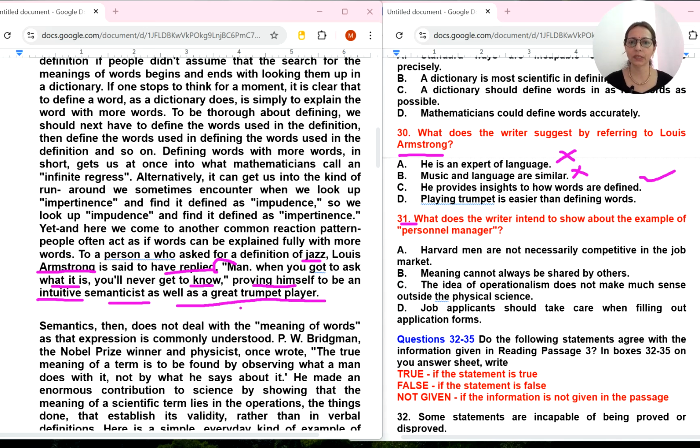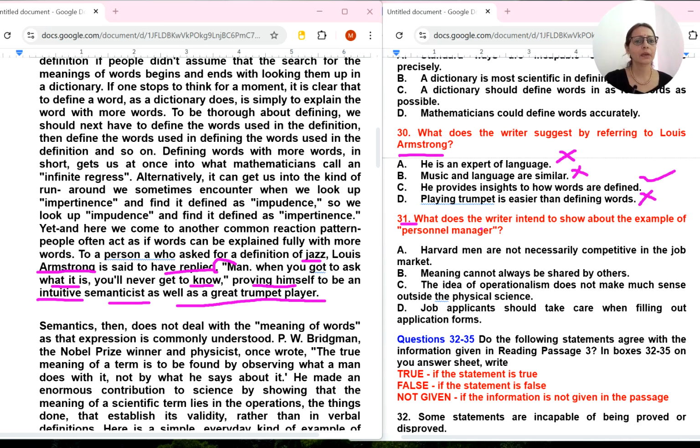Music and language are similar: a similar kind of thing is not given, although they are talking about music, jazz, also. Language is not explained in these two or three lines. Playing trumpet is easier than defining words: this is also not explained. So I will select option C.